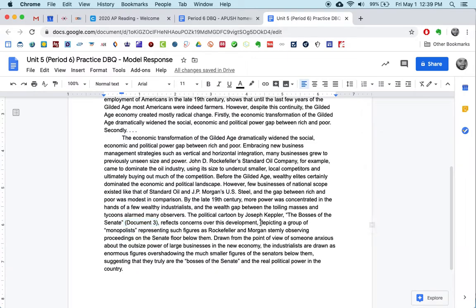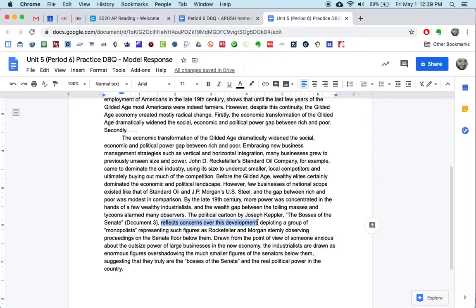Here I describe the document, depicting a group of monopolists representing such figures as Rockefeller and Morgan sternly observing proceedings on the Senate floor below them. That's me describing the document. This short phrase here is me connecting the document to my claim in this paragraph.